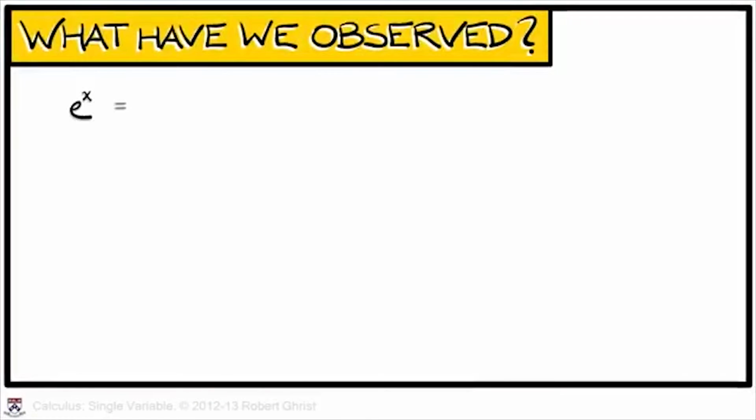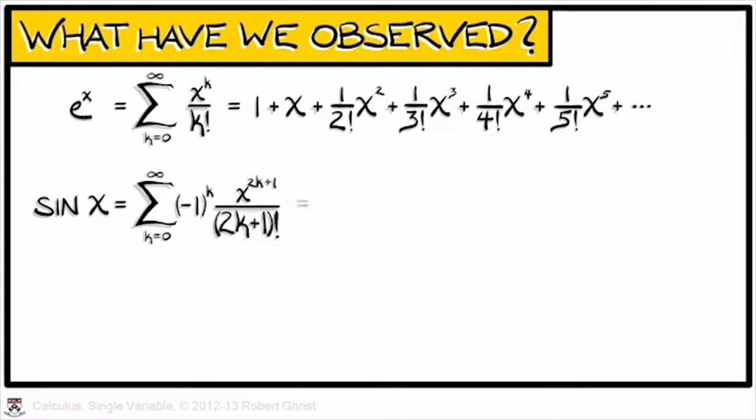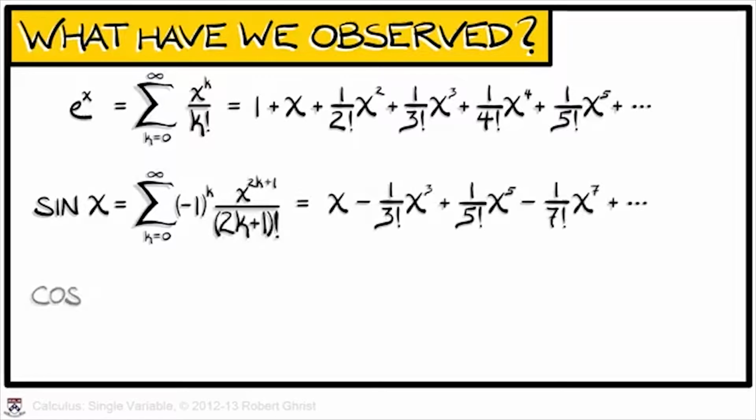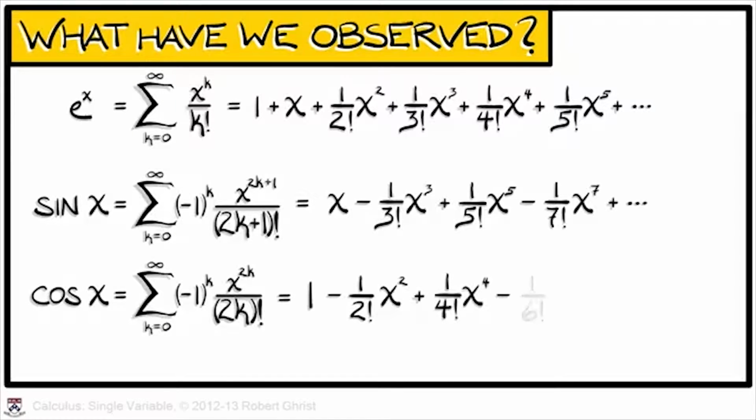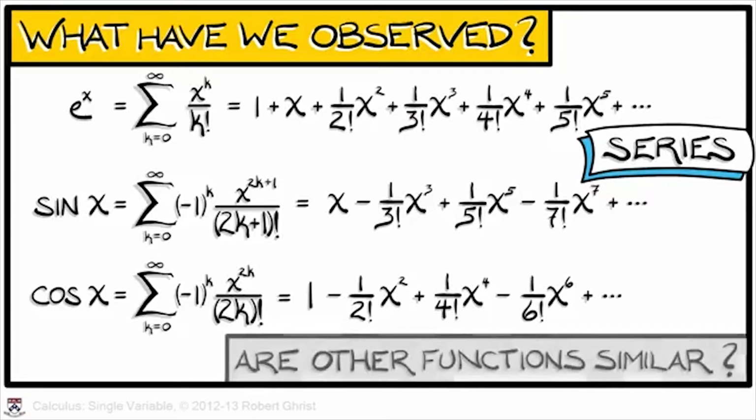In our last lesson, we began with the definition of e to the x as something like a long polynomial, and from that, and a little bit of help from Euler's formula, we observed similar formulae or expressions for the basic trigonometric functions, sine and cosine. Expressions of this form we are going to call series, and we will be working with them throughout this course.